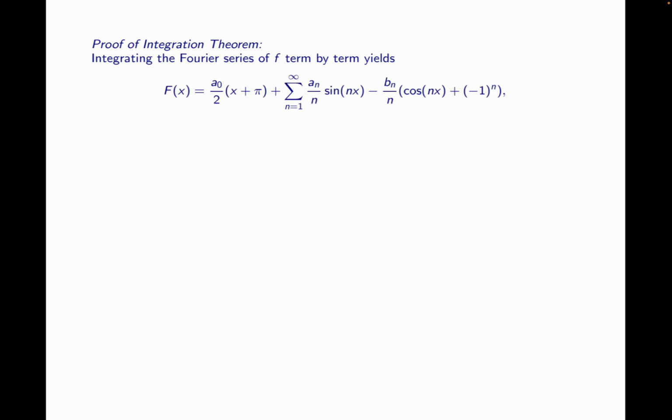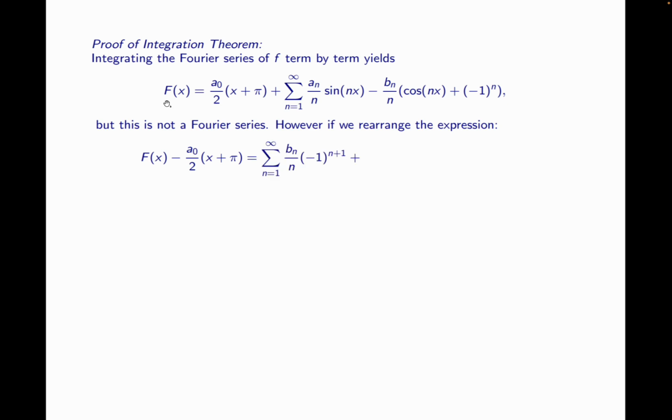So let's give a proof of the integration theorem. If we were to integrate the Fourier series of f term by term, we'd get this expression here. But as I mentioned, this is not a Fourier series because of the linear term. So if I take that linear term and subtract it to the other side, now the expression on the right is a Fourier series. And in fact, we could rearrange it into a Fourier series.